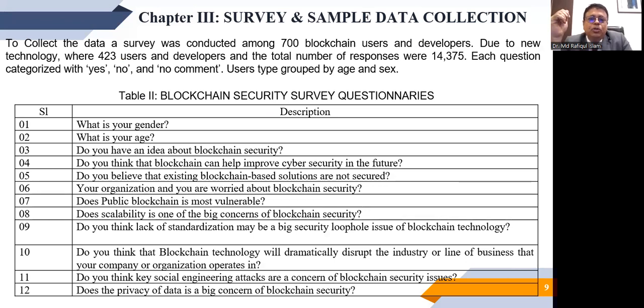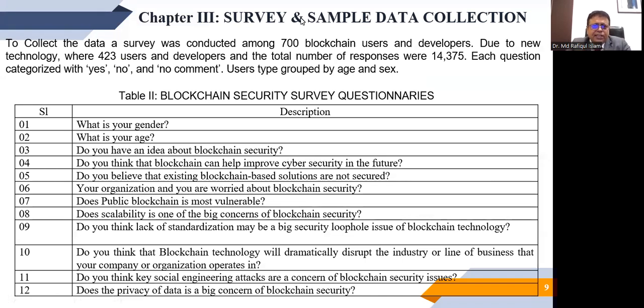We conducted the blockchain survey questionnaire with more than 700 people. But a lot of people were very reluctant, and some were not very aware enough to answer the questions. But finally, 423 users and developers responded, where the total number of responses is 14,000 plus. To keep our questionnaire simple, we made it yes, no, and no comments.